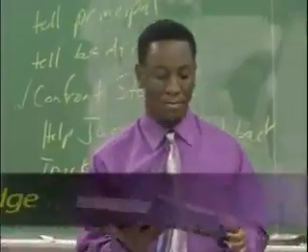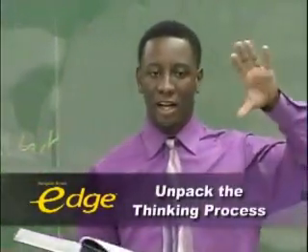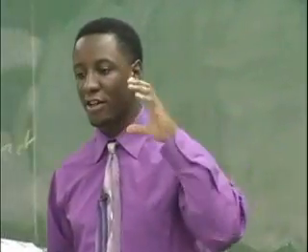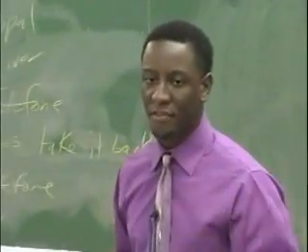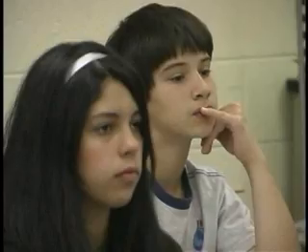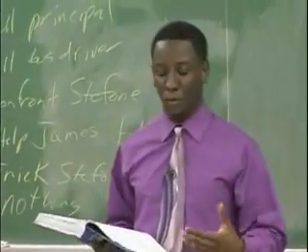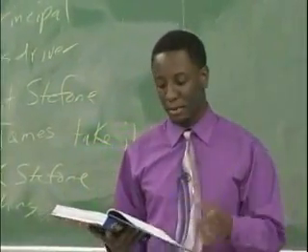Let's flip to the next page. So we have to unpack the thinking process. We have to understand what was our process of thinking when we tried to make the prediction. With the story, you have to think about the characters, the setting, and the plot. This is all the information that you get in order to understand or to be able to make a prediction.